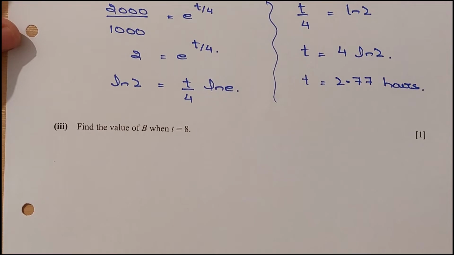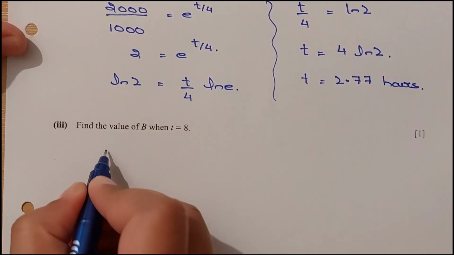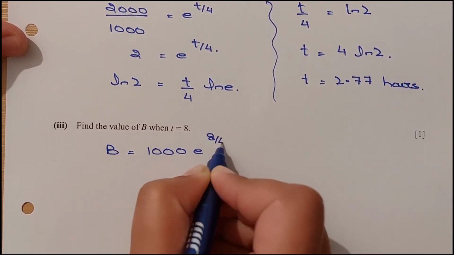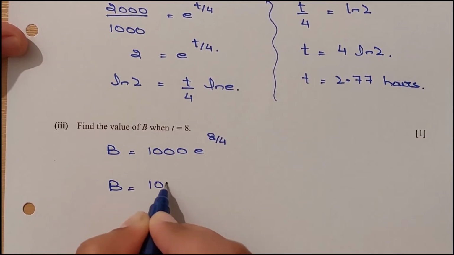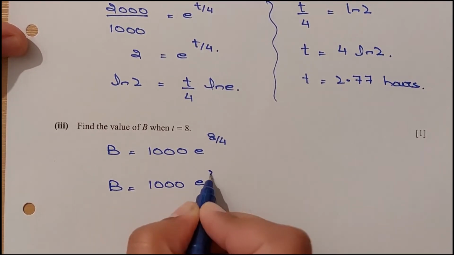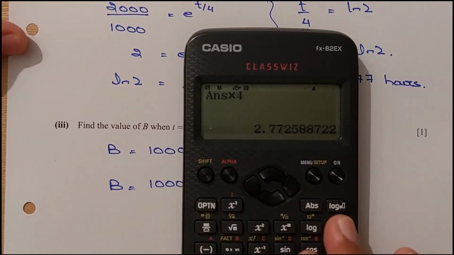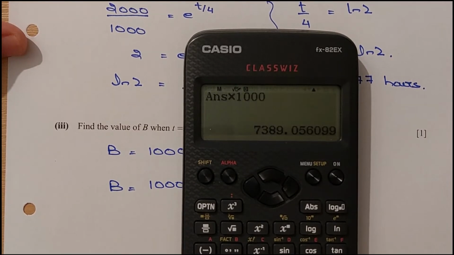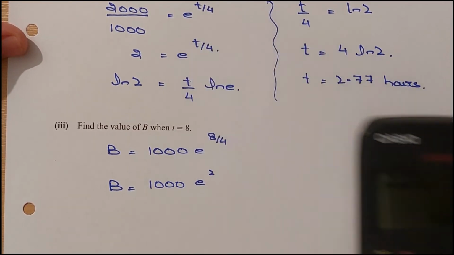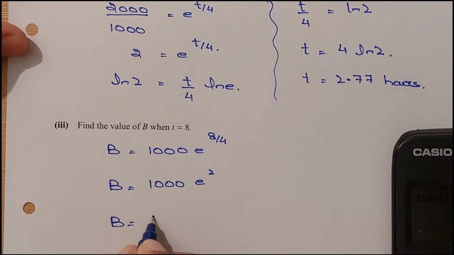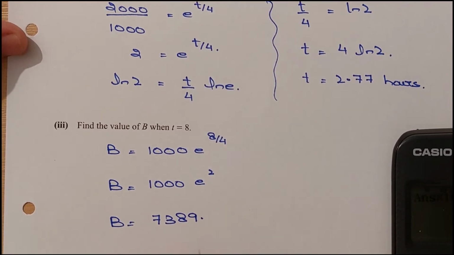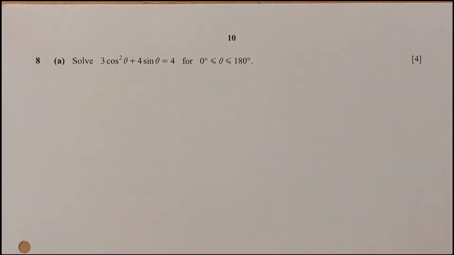Now for part 3, find the value of B when time is 8. Okay, so we have to find B at t equals 8. So 1000 e power 8 by 4. So B equals 1000 e power 4 times 2 is 8. Okay, so e power 2 times 1000, this is equal to 7389.0. B equals 7389.0. This is the population when time is 8.